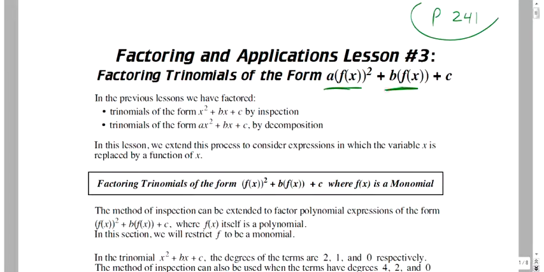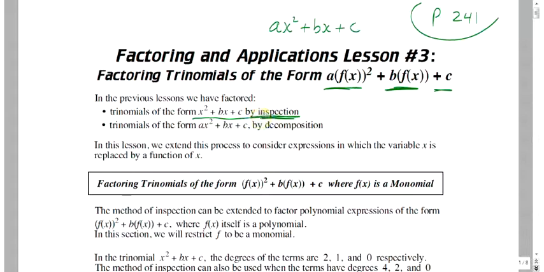Does this look kind of weird? How do we want it to look? Just like that. And hopefully A is 1, right? Because if it is, we call that factoring by inspection.